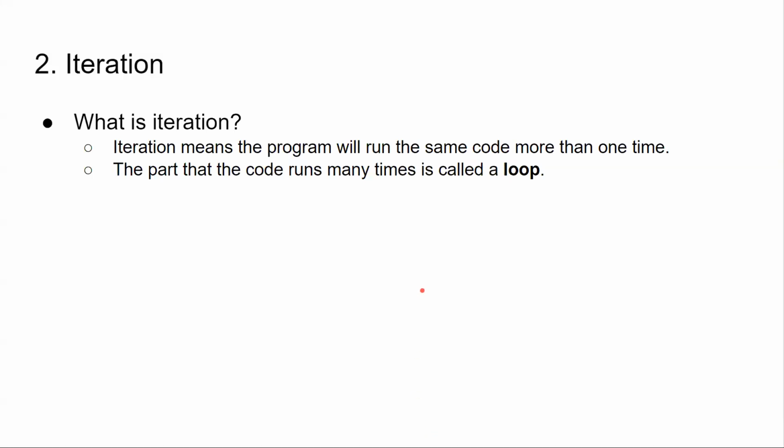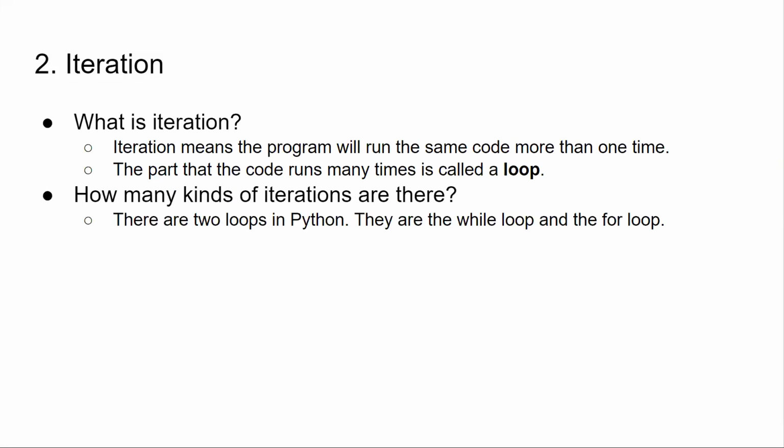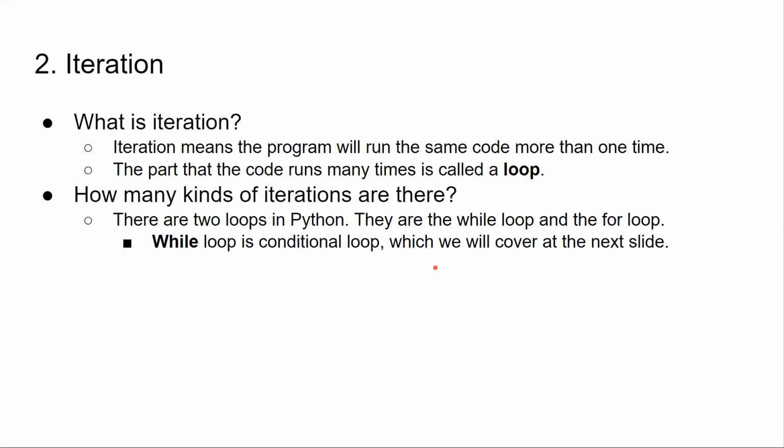And how many kinds of iterations are there? I'm not sure if it's actually 2 or 3, but as far as I've learned, for Python, we only have while or for loop. In C++, we also have do while. The while loop is the topic we are going to talk about from the next slide. It's a conditional loop, so that means you can actually control the while loop easily. You can set a condition for when you want to end the loop, and then you can just end it.